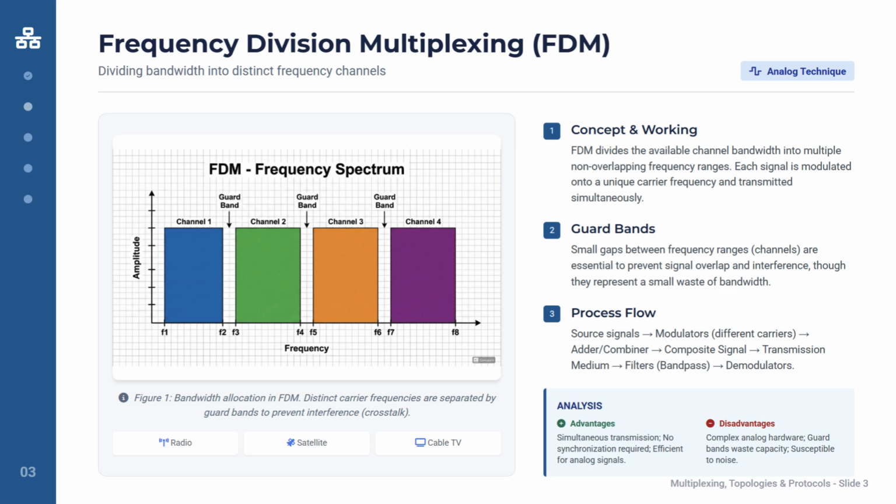On the flip side, disadvantages include complex analog hardware that's tough to build and tune, those guard bands wasting a sliver of capacity, and vulnerability to noise. Electromagnetic interference can muddy the frequencies like static on an old radio. FDM's been powering broadcast TV and cellular tech for decades, but it's giving way to digital siblings. Up next, time to slice the clock with TDM.